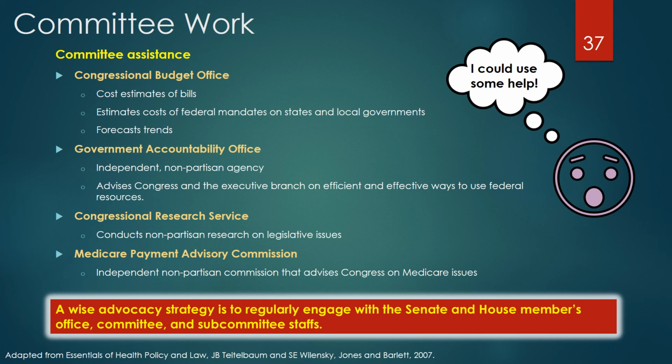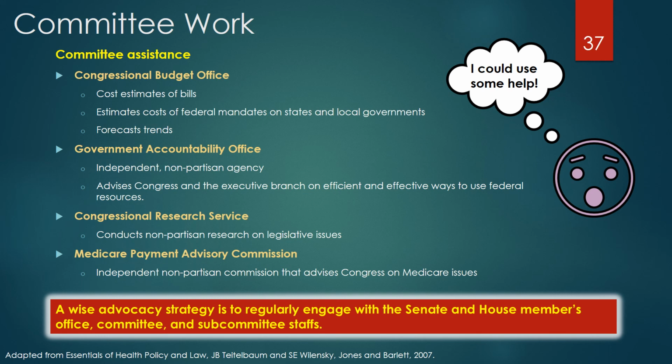The Government Accountability Office is an independent, nonpartisan agency that advises Congress and the executive branch on efficient and effective ways to use federal resources. The Congressional Research Service conducts nonpartisan research on legislative issues. The Medicare Payment Advisory Commission is an independent office that advises Congress on Medicare issues.